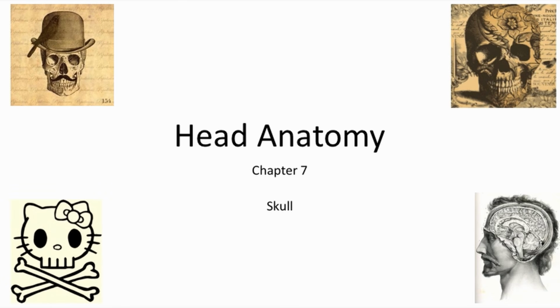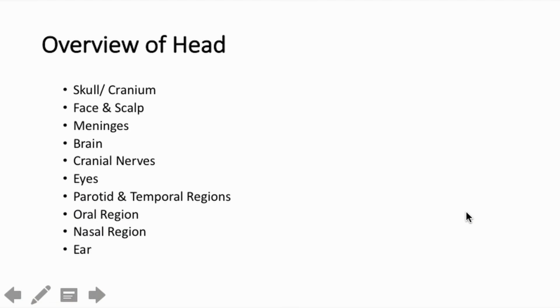So today, this little mini lecture that I'm going to give here is about the skull. So we'll go through it. Just an overview of the head. So when we talk about the head, we're talking about the skull and cranium, which is what we're going to cover here in this mini lecture. And then there's a whole bunch of other structures and things that we can focus on, and we will focus on. The face and scalp, the meninges, the brain, the cranial nerves, which we will spend quite a bit of time on, the eyes, parotid regions, oral, nasal, and ear. So basically anything to do with the face or head, we're going to cover it.